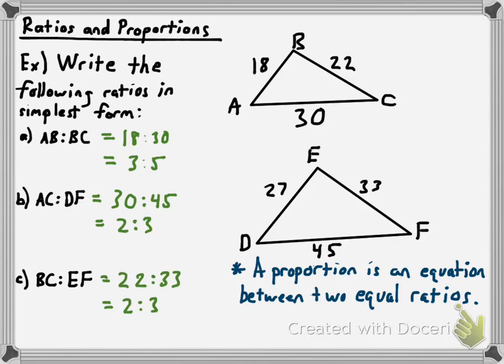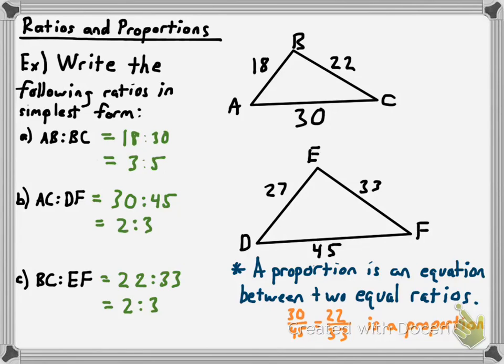All right, so that's written down. You ought to write that down as well. And so an example of a proportion would be that 30 to 45 equals 22 to 33. That is a proportion. And that's just because 30 to 45 is a 2 to 3 ratio, 22 to 33 is exactly the same value when you simplify it, so we know those two ratios are equal. Great. Now you know what a proportion is.